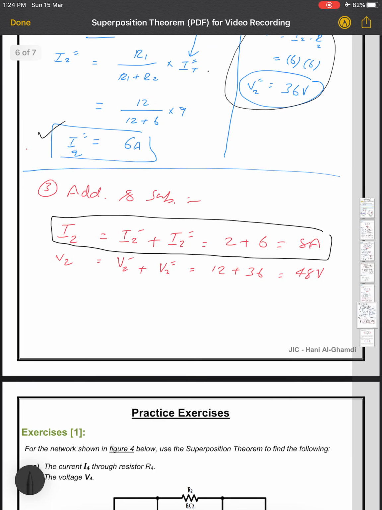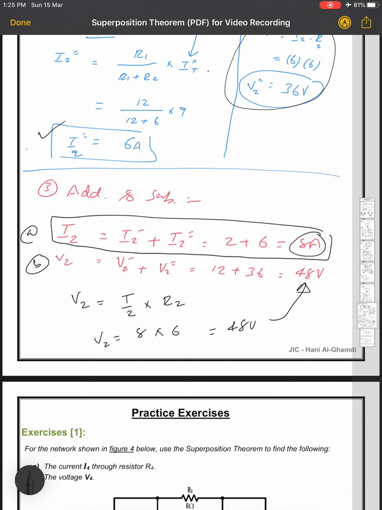What you need to do, guys, is V2 equals I2, which is the actual value, multiplied by R2. What's the actual value? It's the 8 ampere, so 8 multiplied by 6, which is R2, will equal 48 voltage, which is the same as this one. So this is my advice to you. If you need to check, you can do both, but if you need to find the answer in the easiest way, just find I2 by using the superposition theorem, then find V2 by using Ohm's law. So this is A and this is B.